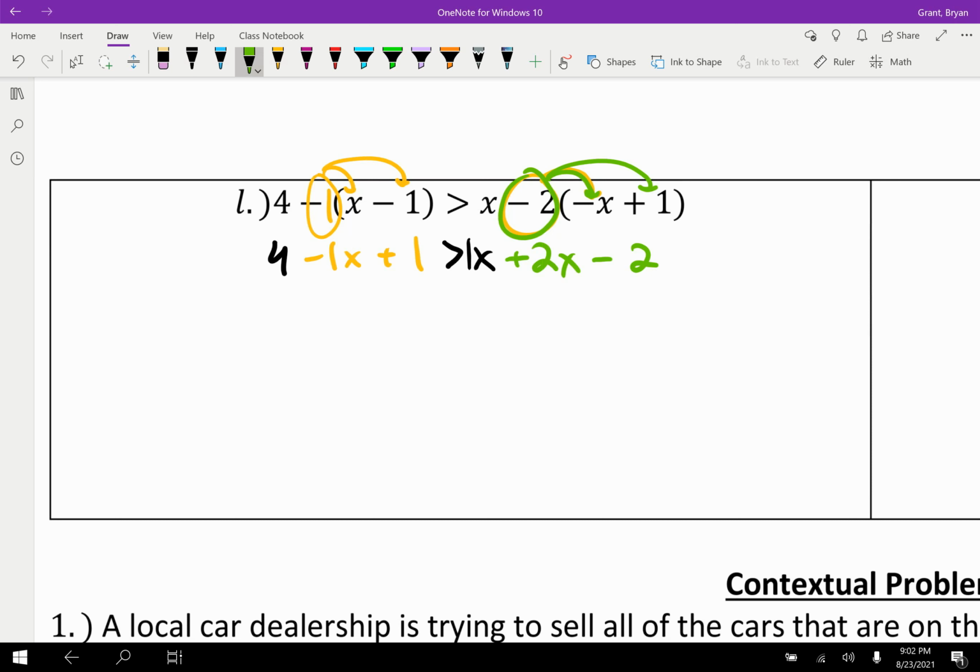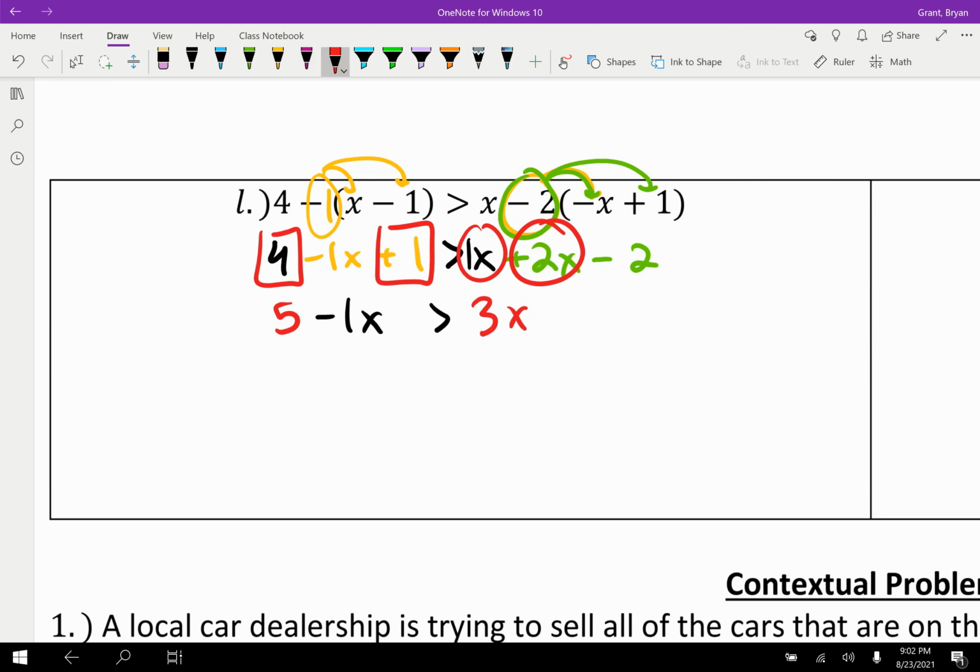Once we've distributed, we should combine some like terms. I see 4 and 1, and don't forget it cannot combine with anything on the right side. When we combine like terms, we pretend like the other side isn't there. 4 plus 1 gives us 5, and there's still a minus 1x on this side, is greater than, and on this side we have 1x plus 2 more x's, which I think gives us 3x's minus 2.